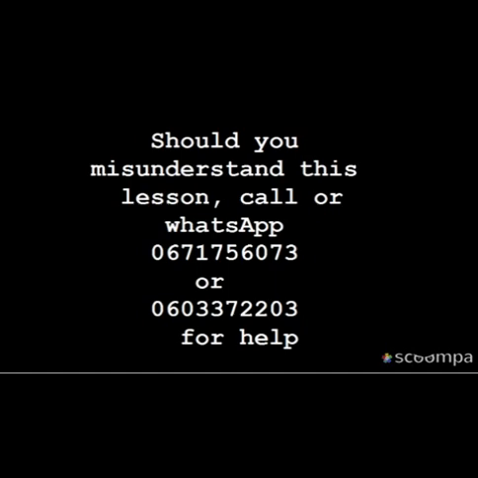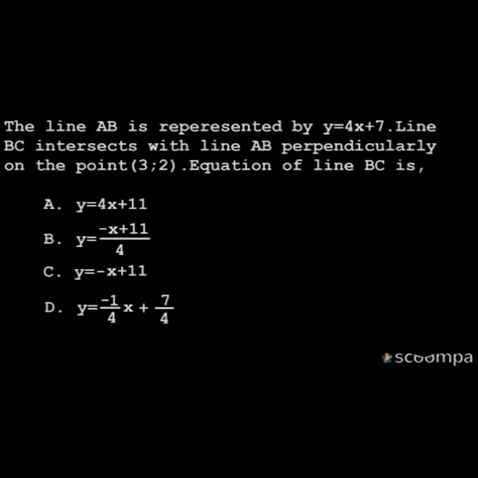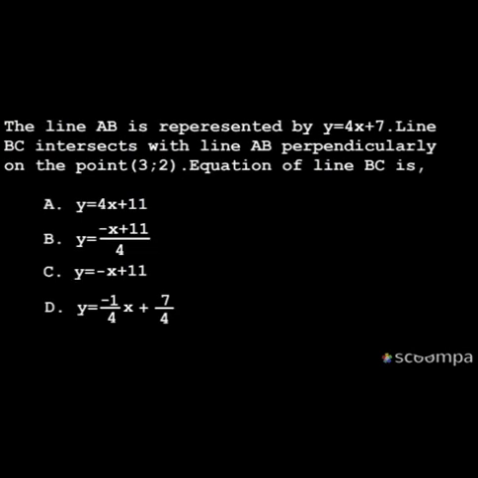Now we have to start with the lesson. As you can see on your screen, we have a problem given as the line AB is represented by y equals 4x plus 7. Line BC intersects with line AB perpendicularly at the point (3, 2). The equation of line BC is. There are 4 options containing answers below and only one option has the correct answer.